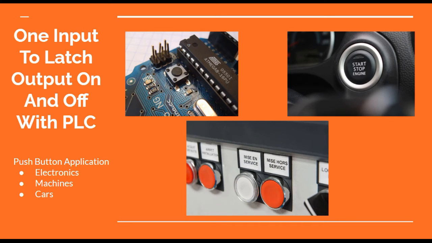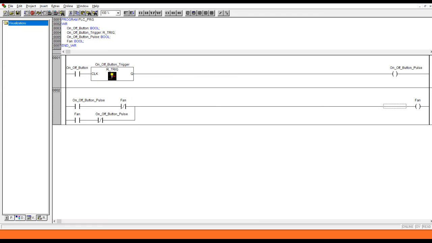So I'm going to show you the first program, how we do it in PLC. We have this boolean on off button, and we have this R trigger. We will detect the rising edge of the input, and then we'll give one pulse output here. This one will actually turn on and latch this fan.